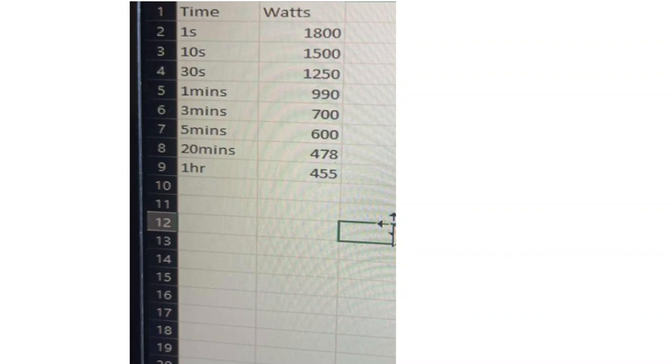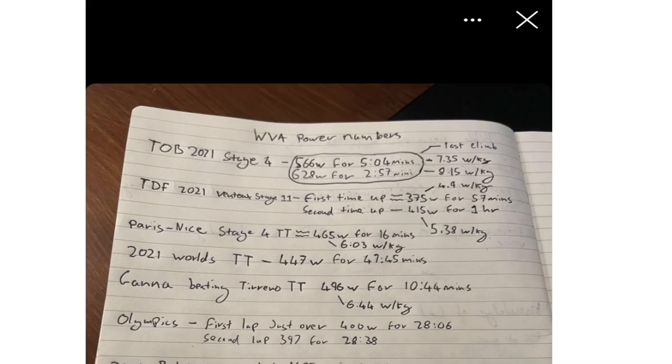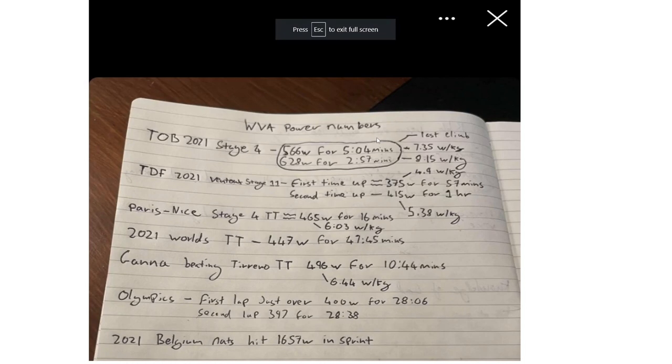So super, super strong. But anyway, has he done an hour effort again? It's hard to tell, though the lower ones, you always think they probably have done an effort similar to that. Anyway, next we're going to go through some of his numbers. So, actually, sorry, this is Wout Van Aert's numbers, sort of the highlights.